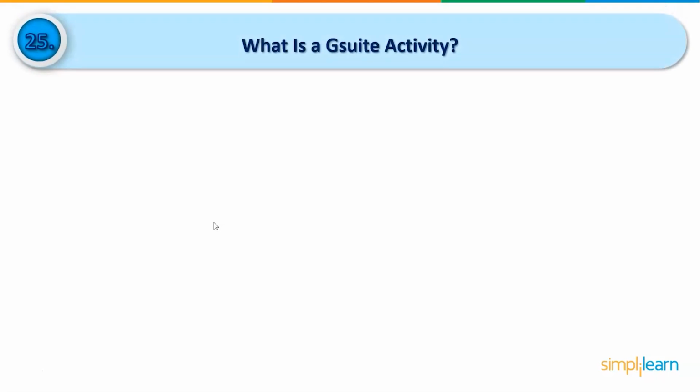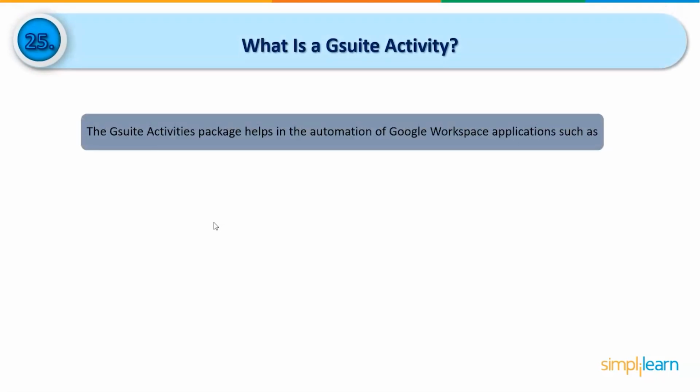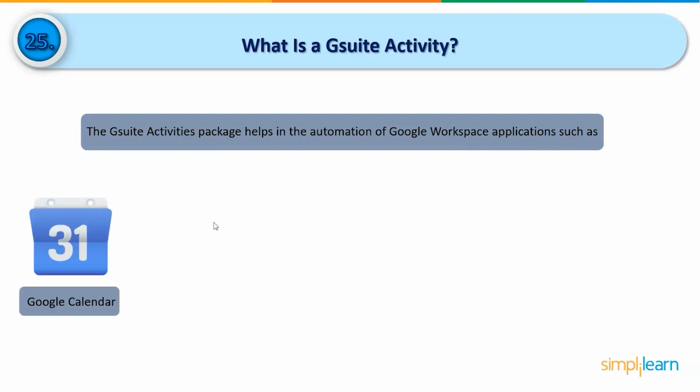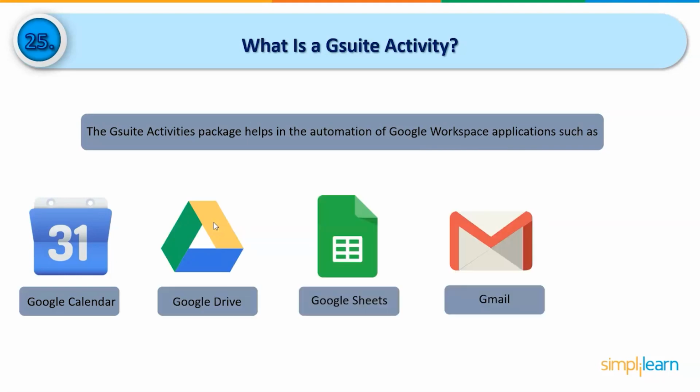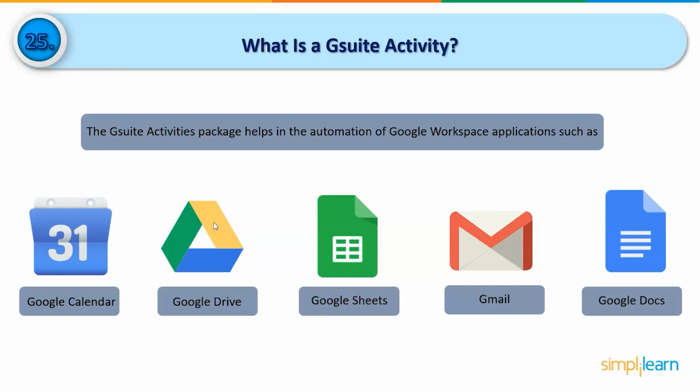What is a GSuite activity? The UiPath GSuite activity package helps in the automation of Google Workspace applications such as Google Calendar, Google Drive, Google Sheets, Gmail, Google Docs. You can create and modify Google Calendar events, manage Google Drive files, read and send Gmail messages, and create new Google Sheets, spreadsheets, and Google documents with the Google GSuite activity package.